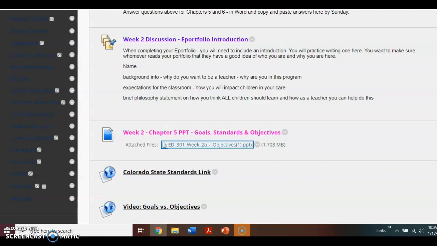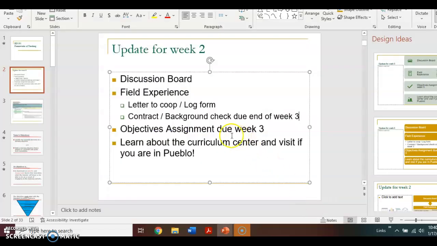All right, so let's talk about how to write an objective. If you look in our week 2 folder, you will see that there is a PowerPoint here, chapter 5 PowerPoint called Goals, Standards, and Objectives. So I'm going to pull that up now and I want to talk about it.